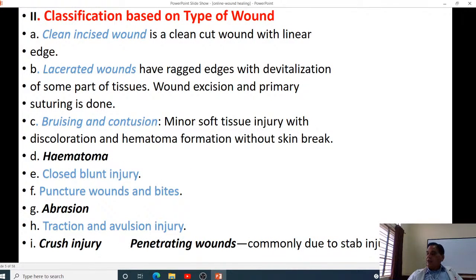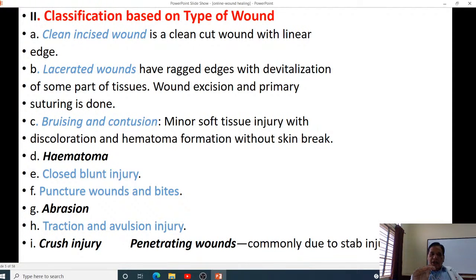Now another classification coming forward is based on the type of wound. What is the intention of the wound? So what is a primary wound? First is the clean incised wound. This is a linear wound which has clear edges. Edges are important here.